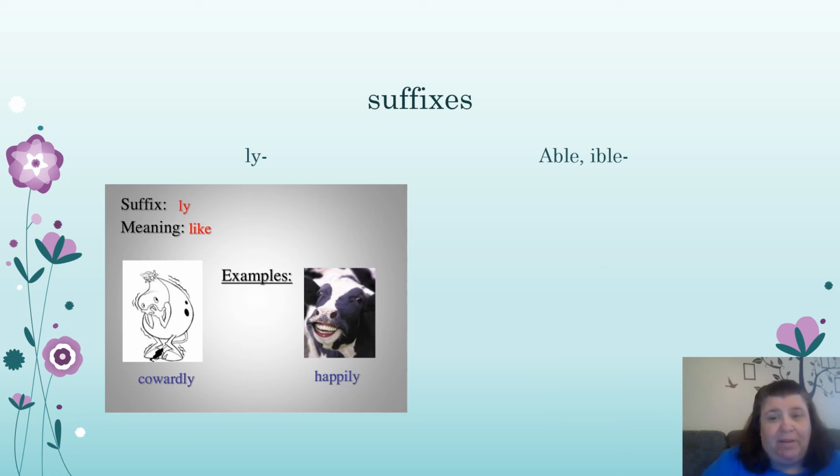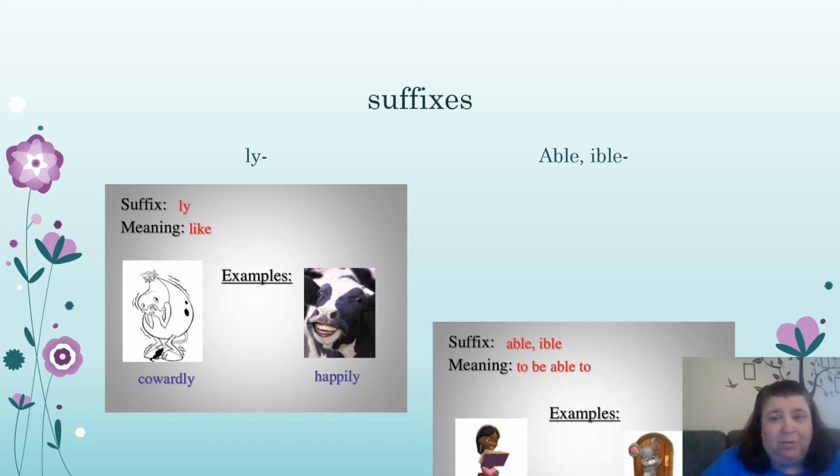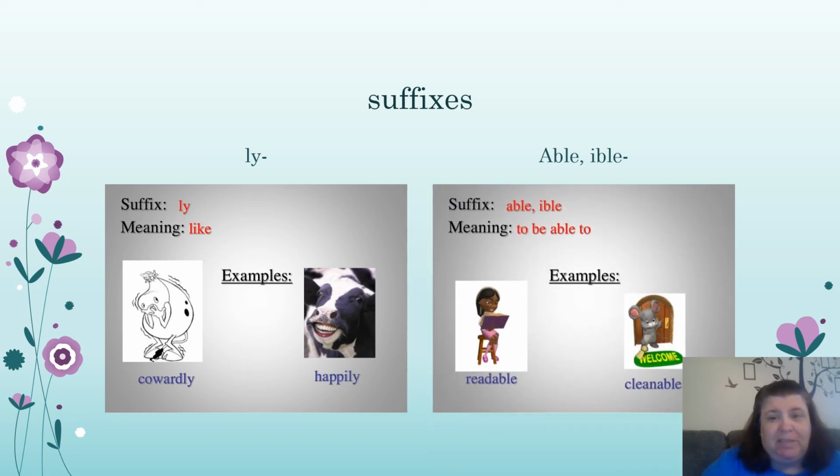We have able and ible, which means to be able to do something. So if something is readable, you're able to read. If it's cleanable, you're able to clean it.